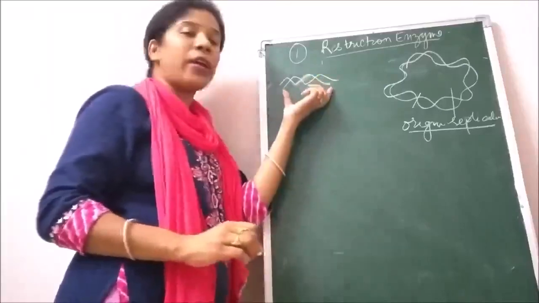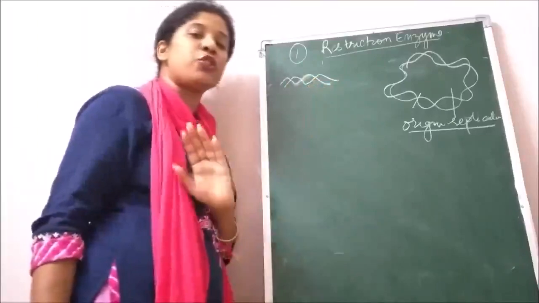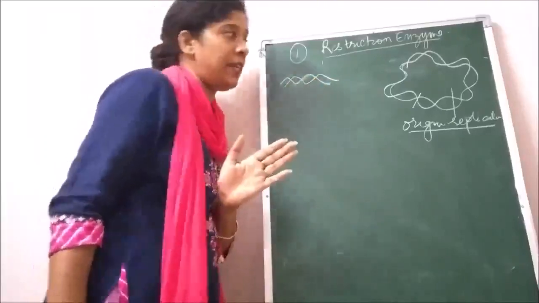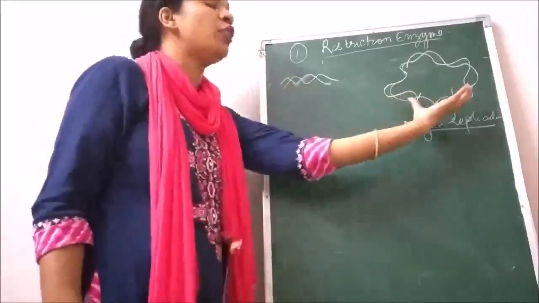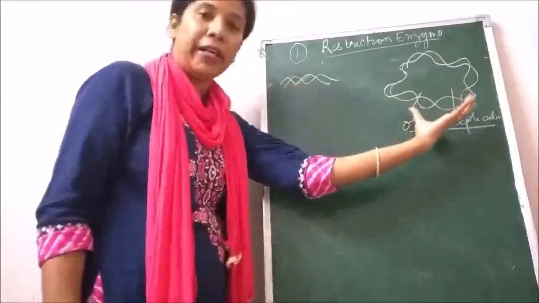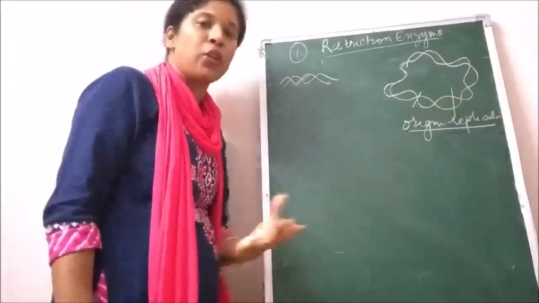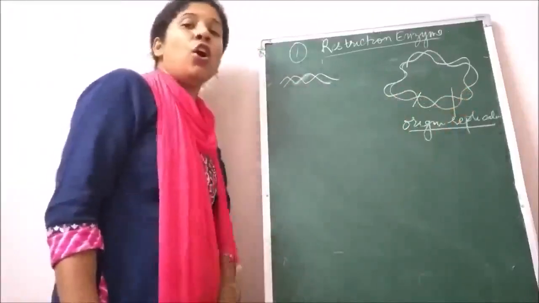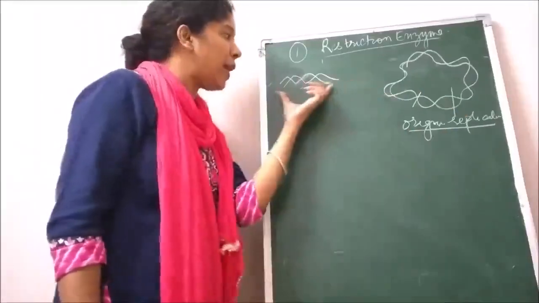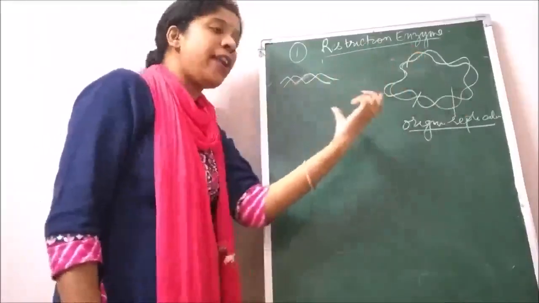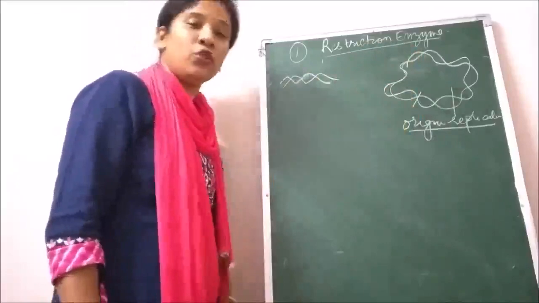Moreover, since it does not have any origin of replication, it is not going to make any copy of itself. So it has to be introduced into a vehicle DNA or a vector DNA, which is ideally a plasmid or a cosmid or a virus or YACs and BACs, where you can introduce your DNA and then introduce it into a host cell.